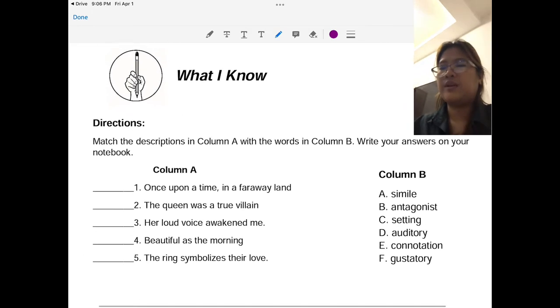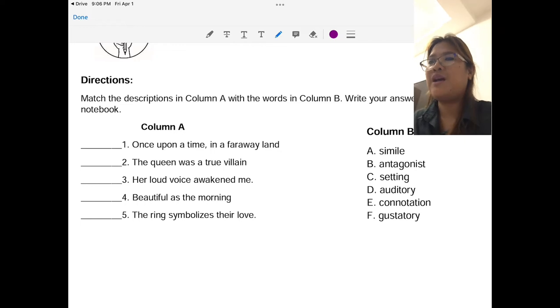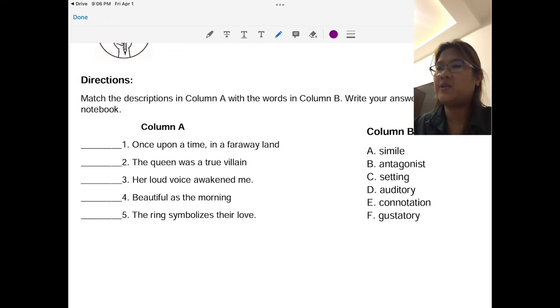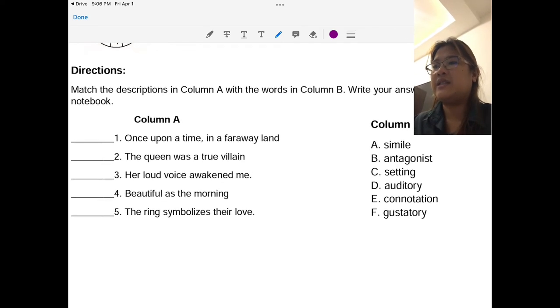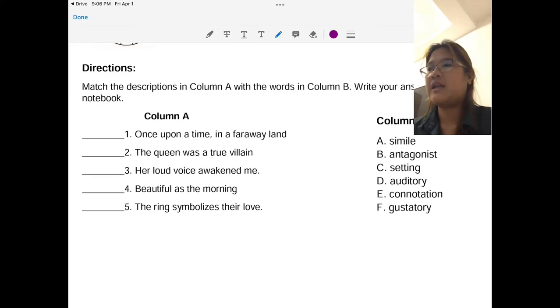So before we move further, let's have What I Know. Match the descriptions in column A with the words in column B. Write the letter of your answers in your notebook. I will give you a few minutes for this. Okay, so assuming that you're done, let's answer.